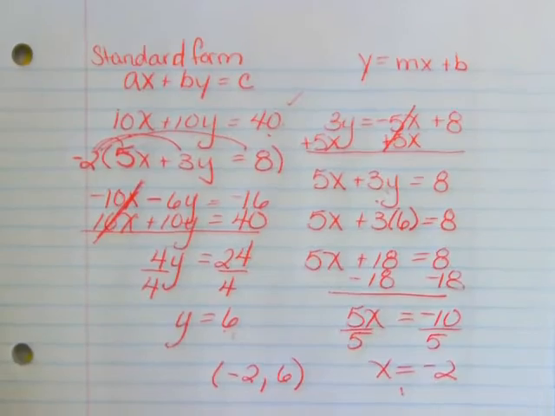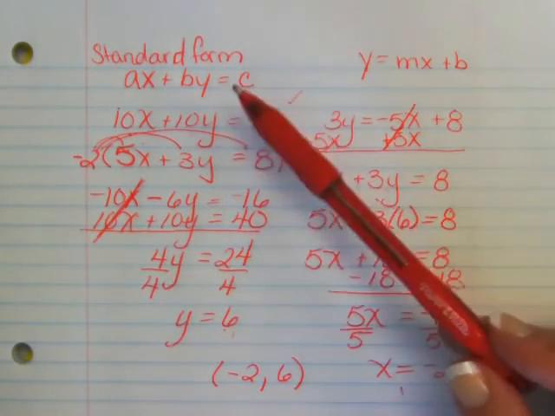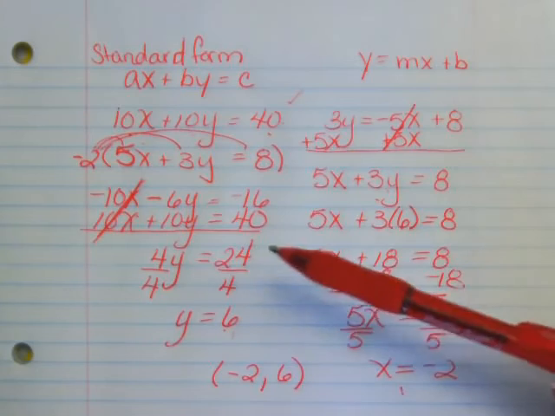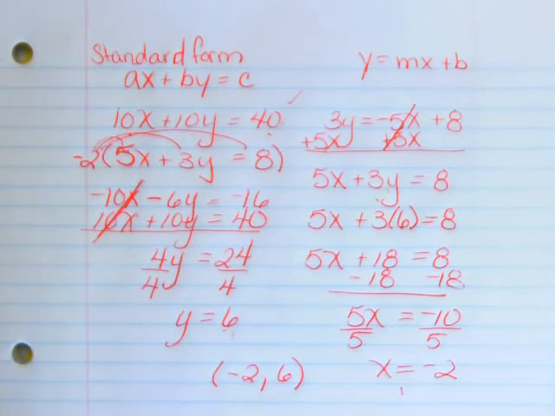Okay, so you do have to put your equations into standard form if they're not already set up for you, and then figure out what you can do to one of them to have one of your variables get eliminated, and solve. Then plug in your value to the other equation, solve again, and you have a solution. And that's that.